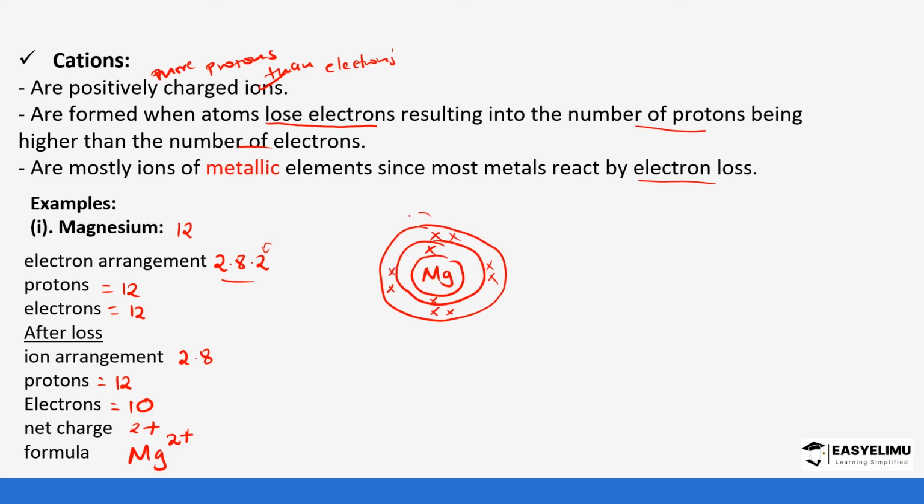And then in the third shell, you're going to put the last 2 electrons. This is how we presented the neutral atom. So for the ion, our ion arrangement has changed. We only have 2 shells because you have already lost the 2 electrons in the outermost shell.